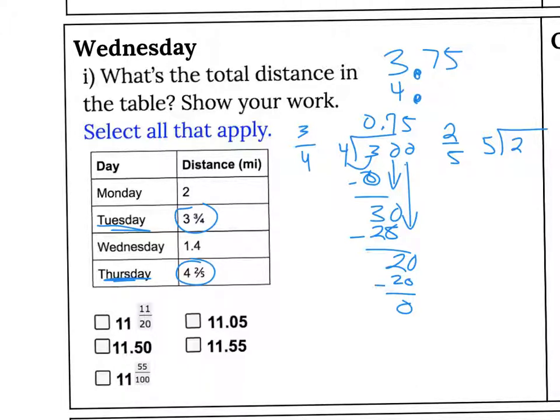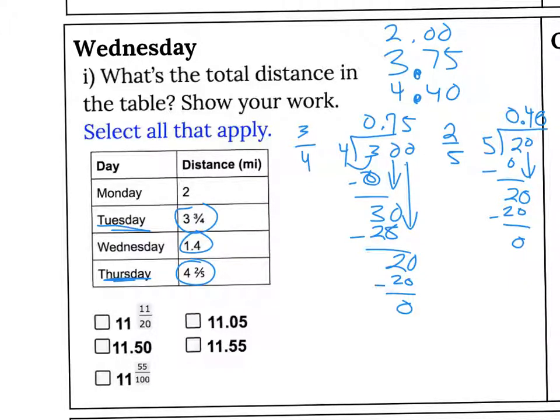Now, it's the same process for 2/5. That one, I'm not going to work it out, but I will show the work. So there's the work, and 2/5 is the same as 0.4 or 0.40, okay? And 4 2/5 is 4.40, okay? Now, the other ones are 2. That's the same as 2.00.